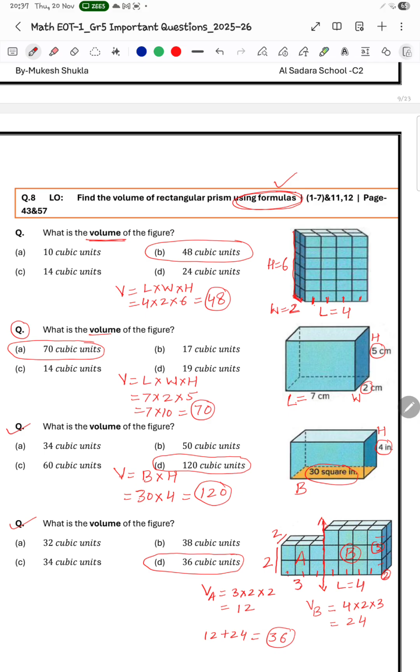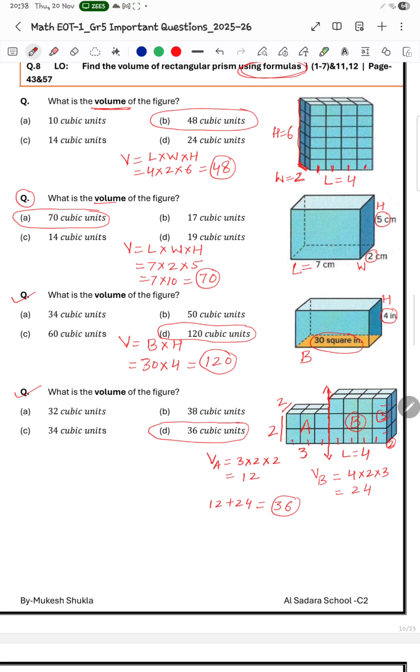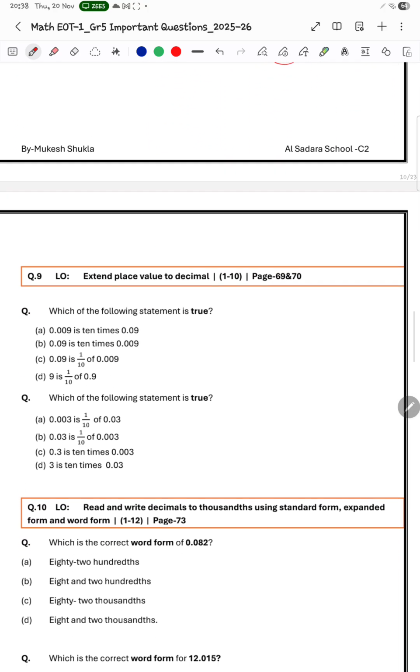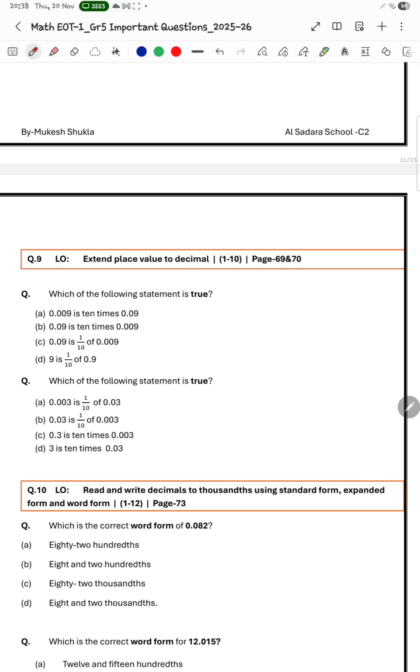Just want to point out here that if you have a composite shape in the exam, you need to cut it. You have to cut it to get the correct answer. If you don't cut, you will get a wrong answer. Right? So now, after doing this, let's move on to the next part of this MCQ questions. Yes, this is very interesting.